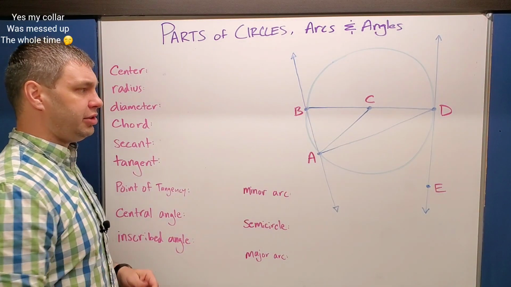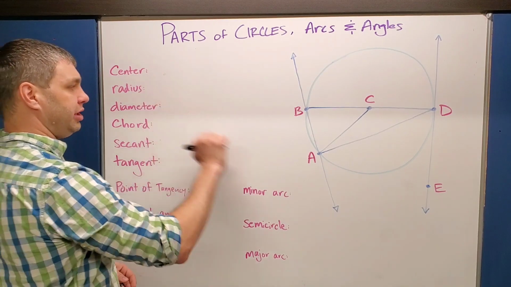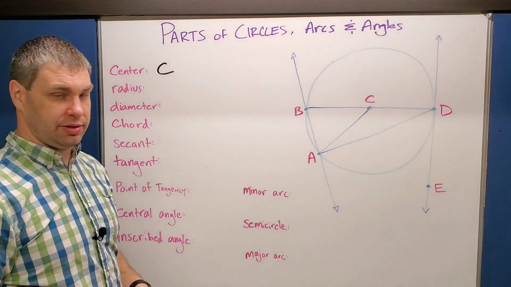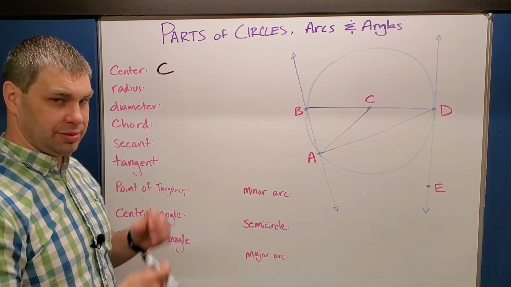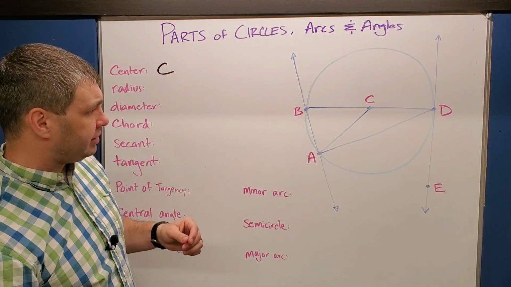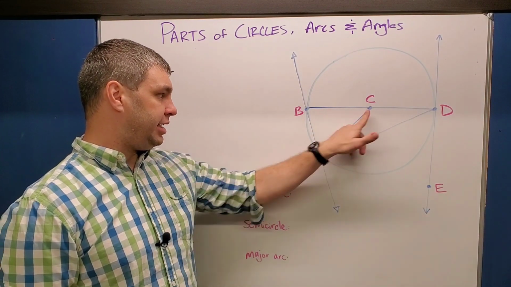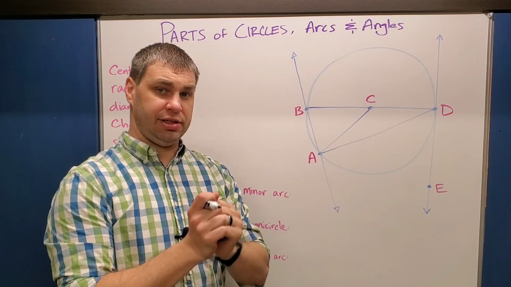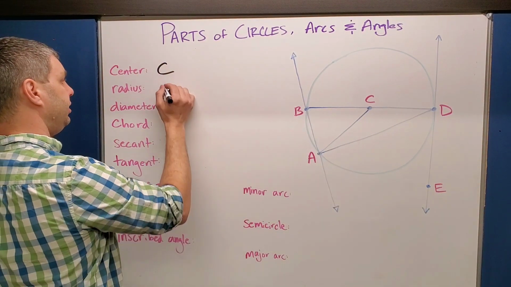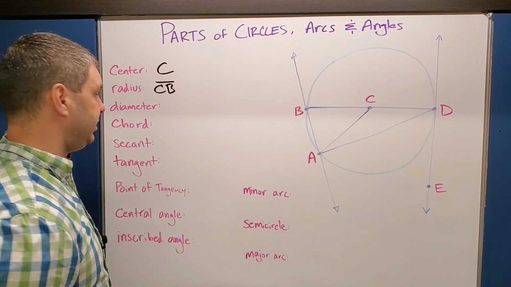Given this circle over here, this is circle C. Remember, we name it based off the center. So our first one is going to be C. Point C is the center of this circle. A radius goes from the center to the curve of the circle. So I see 3 radii here. We have CB, CA, and CD. All those start at the center, and they go out to the curve of the circle. So let's pick one. I say CB. And because that's a line segment, I'm going to put a line segment over it.